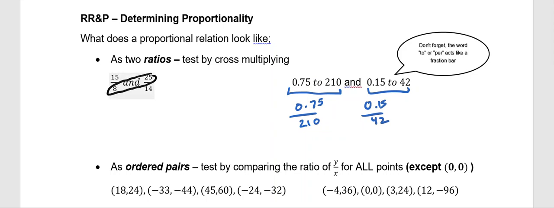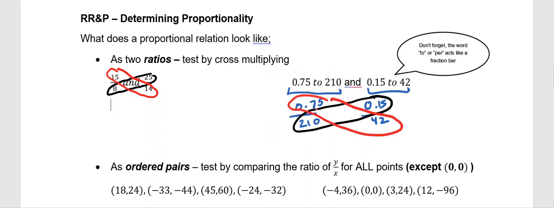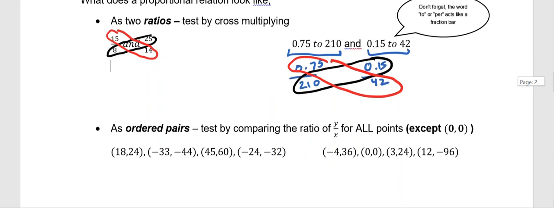So you'll do that here. 8 times 25 compared to 14 times 15. Likewise, you'll do it here. 0.15 times 210 and compare it to 0.75 times 42. And you know, if you get the same cross product, it is a proportion. If you get a different cross product, it's not a proportion. So those two are quickly for review, which you'll do on your own, but we'll continue on with the other content of the video from here otherwise.